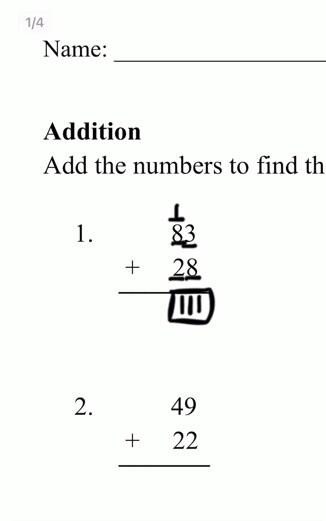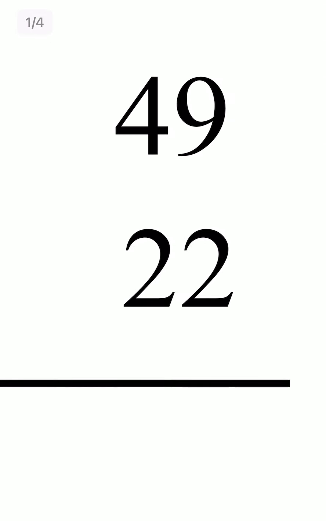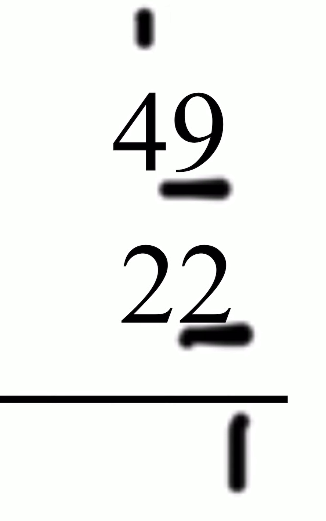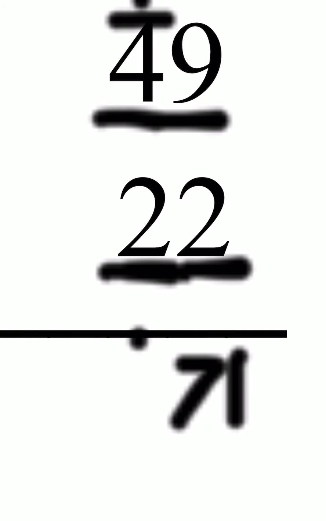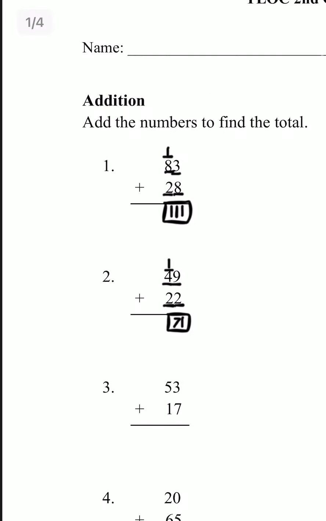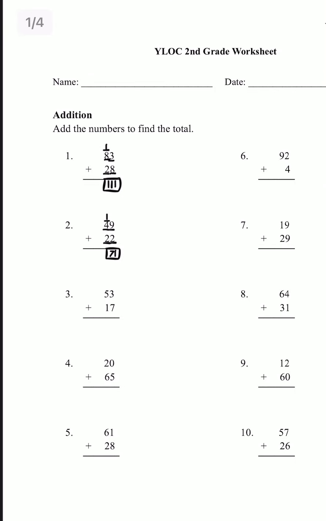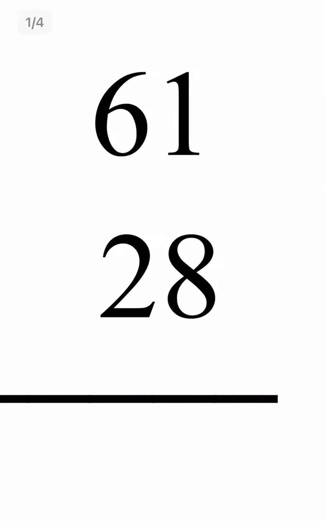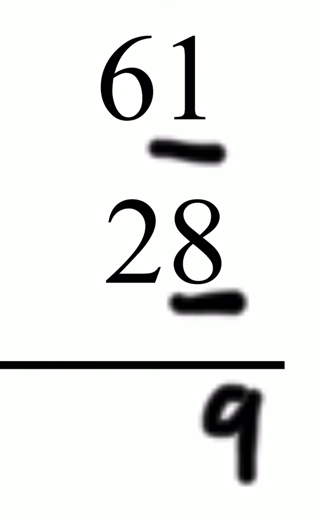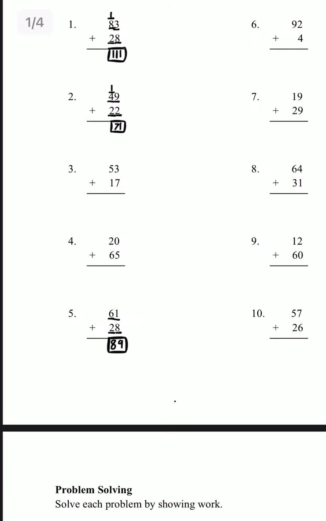Let's look at number 2. 9 plus 2 is 11. 1 plus 4 is 5. 5 plus 2 is 7. So 71 is the answer for number 2. Let's look at number 5. 1 plus 8 is 9. And 6 plus 2 is 8. So 89 is the answer for number 5.